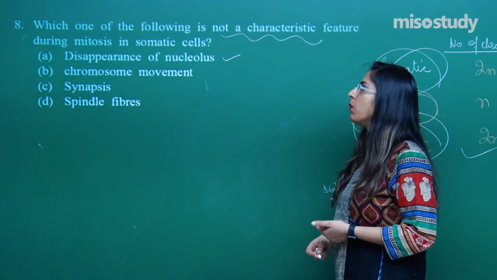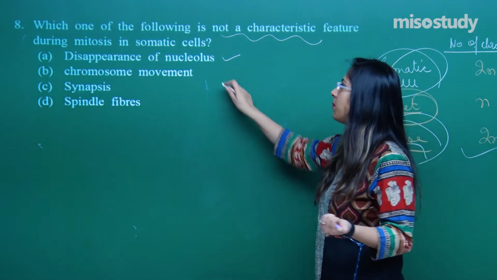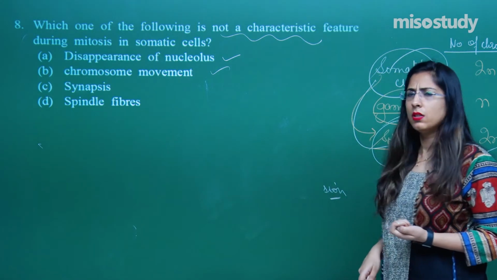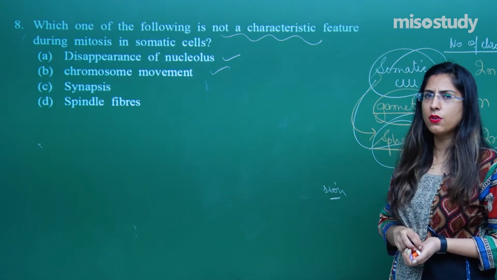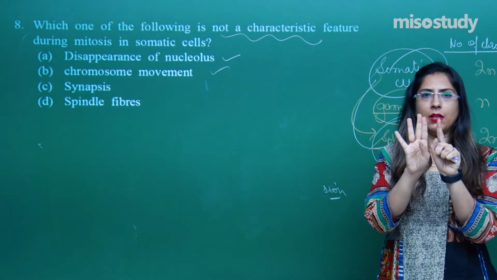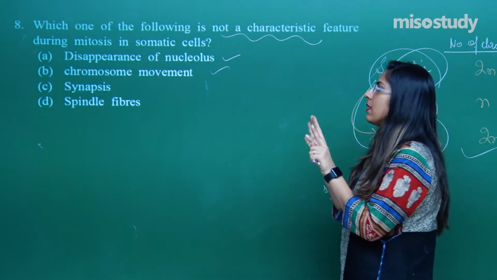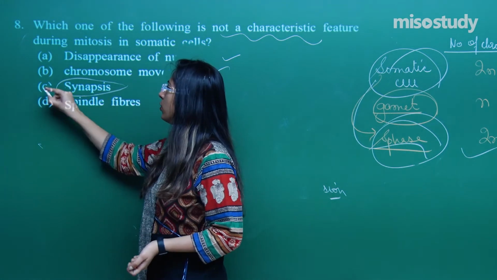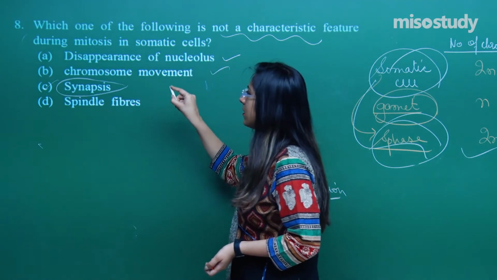Second option, the chromosome movement. This normally will happen. This is the right one. Next is synapsis. Does synapsis occur in mitosis or not? Synapsis is the pairing of two homologous chromosomes. In case of mitosis, this synapsis doesn't occur. So this is the right answer because this doesn't happen.